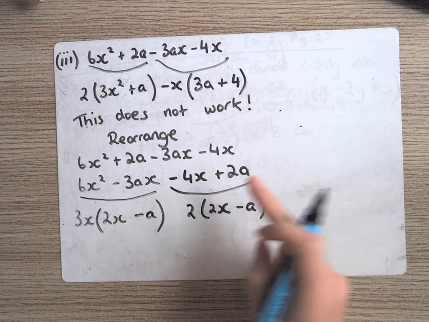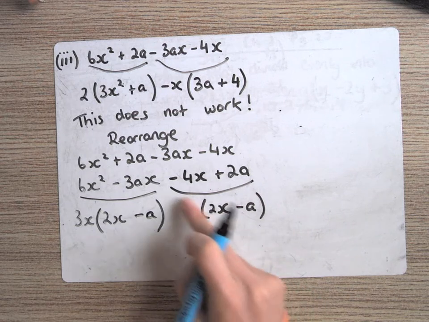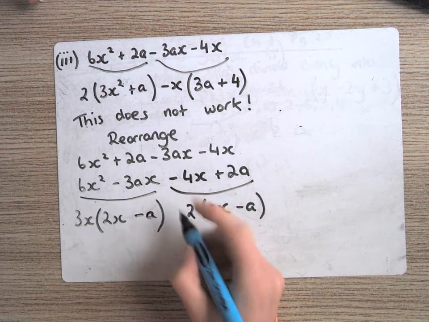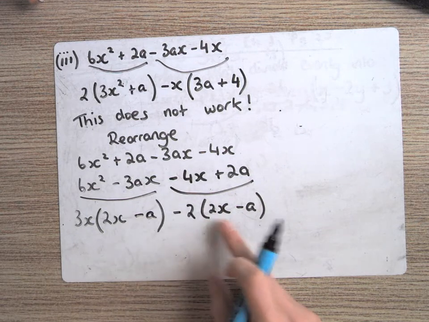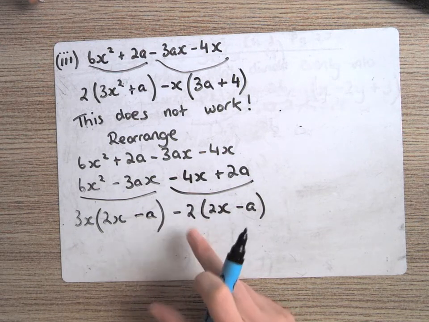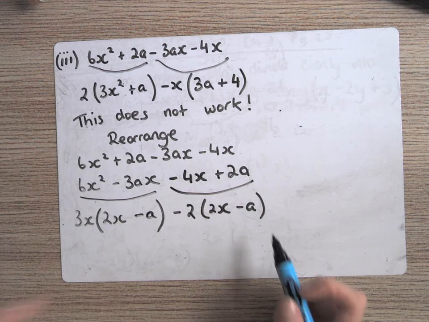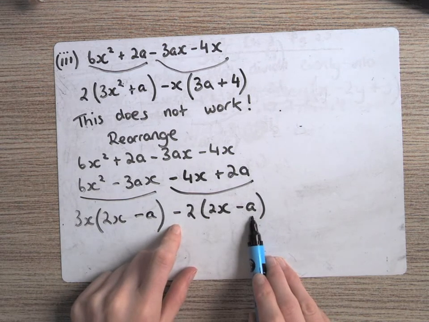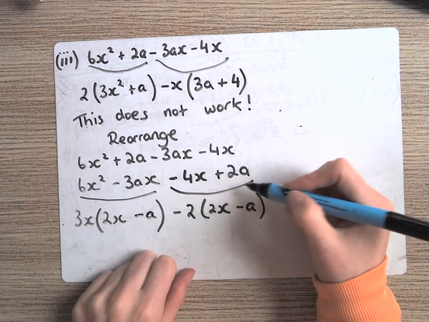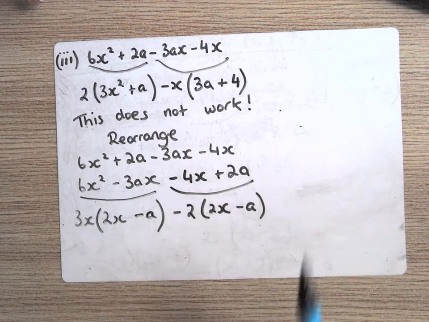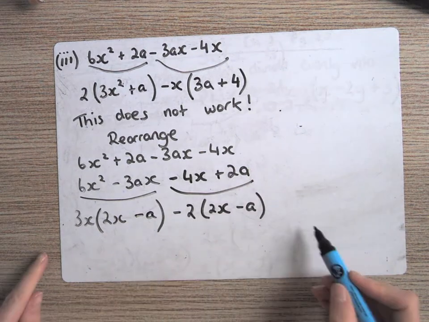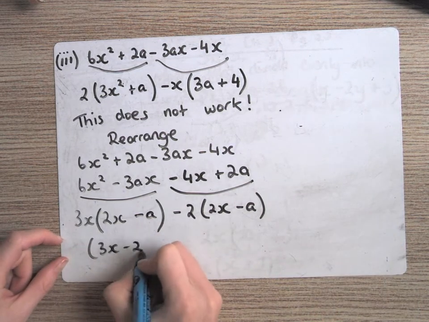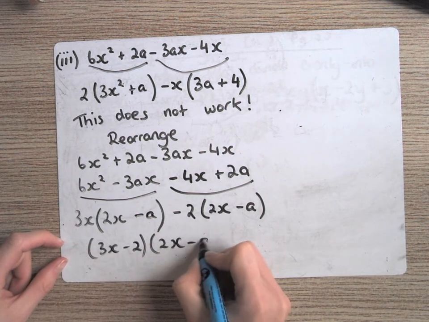Now, 2x by something gives me minus 4x. So what's this? Minus 2. Good job. Because the 2x by the minus 2 gives you the minus 4x. Let's double check. Minus 2 by minus a is plus 2a. Minus by minus is a plus. Plus 2a. Okay? So I'm right. Now, put the outsides in a bracket and put the insides in a bracket. And there's my answer.